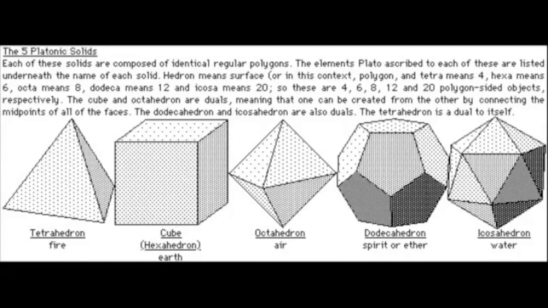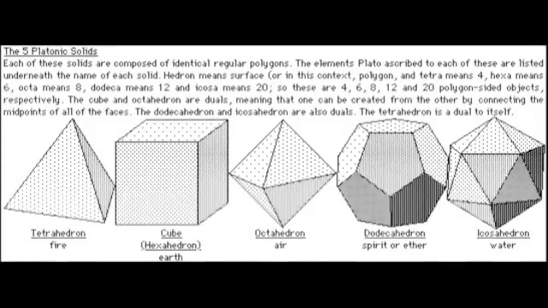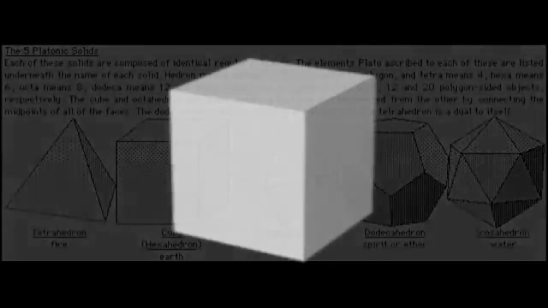These five regular solids are commonly called the Platonic solids, and they include the cube of 12 edges, 8 corners, and 6 square-shaped sides, the tetrahedron of 6 edges, 4 corners, and 4 triangular sides, the octahedron of 8 edges, 7 corners, and 8 triangular sides, the isosahedron of 15 edges, 12 corners, and 20 triangular sides, and finally the dodecahedron of 35 edges, 20 corners, and 12 pentagonal sides.